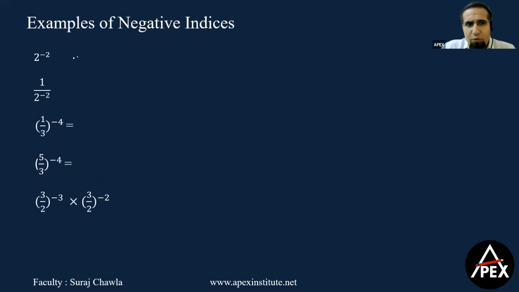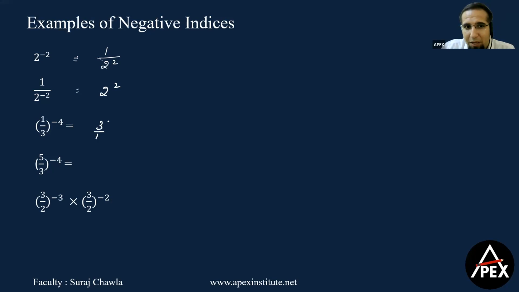Now, 2 to the power minus 2 is pretty simple. I flip it. This becomes 1 by 2 square. 1 by 2 to the power minus 2 flips down to become 2 square. Now I have 1 by 3 whole to the power minus 4. If I need to make the power positive, I flip the fraction.